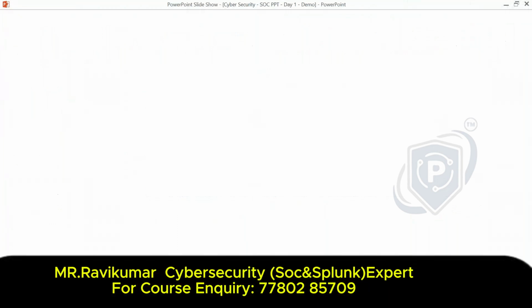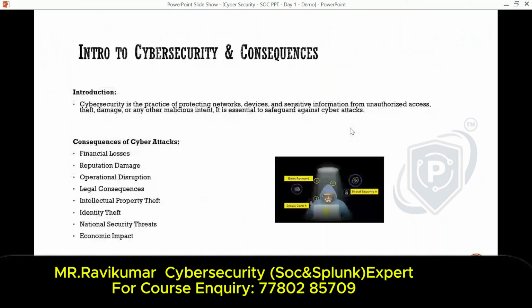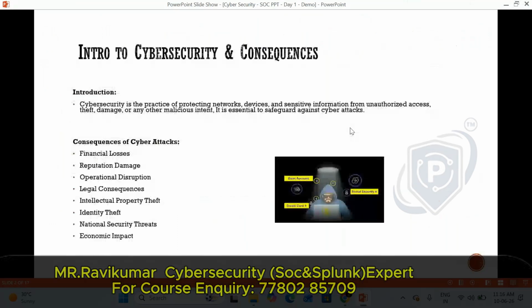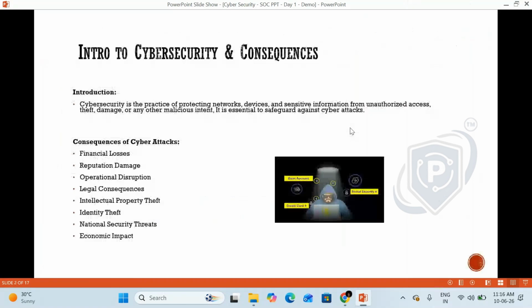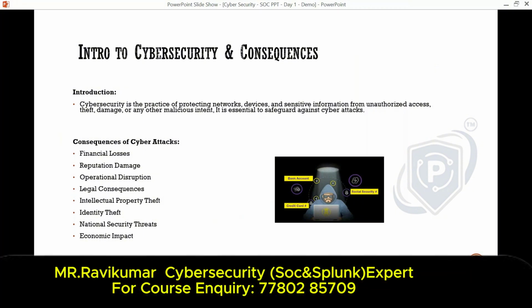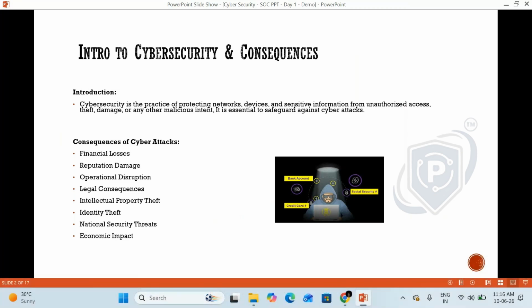So in the last class, we discussed what is cybersecurity. What is cybersecurity? It is the practice of protecting networking devices and sensitive information from unauthorized access. If unknown people are trying to access the devices, assets, or data, we need to safeguard against that activity. That is your duty as cybersecurity engineers.